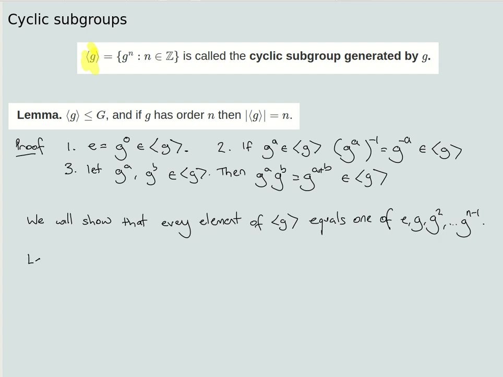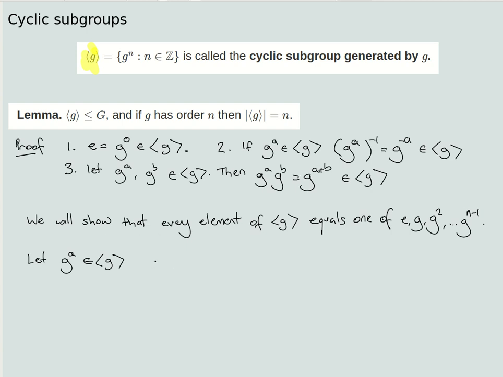If we take any element of this cyclic subgroup, it equals some integer power of this thing g. So it looks like g to the a for some integer a. Maybe a is positive, maybe a is negative, maybe a is 10 million. In any case, I have to show that it equals one of these powers of g where the exponent is less than the order n. Okay, what can I do with my integer n?